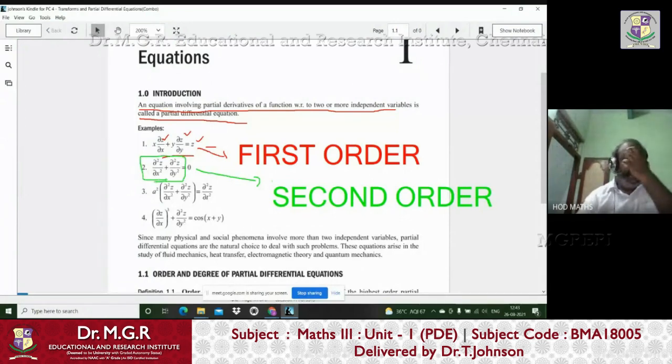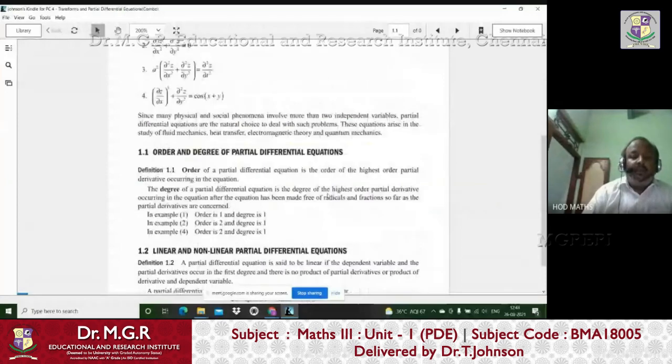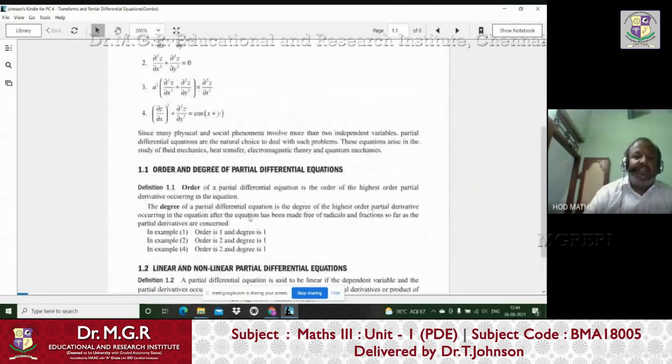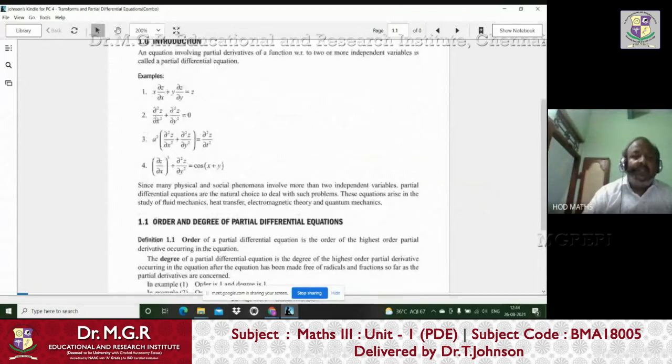So there are three sections in your first unit. The first two sections only bother about the first order differential equation. So we bother about the second order later, right? So they are just explaining what order and degree are. Order means this dou square z by dou x square. Degree means the power, right? So here, what is the order of this equation? The order of this equation is given by dou square z by dou x square. So order is 2. What is the power of that order? The power of that order is 1, right? So this is order 2, power 1.